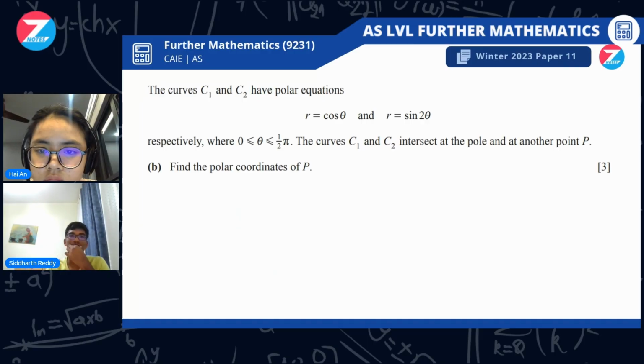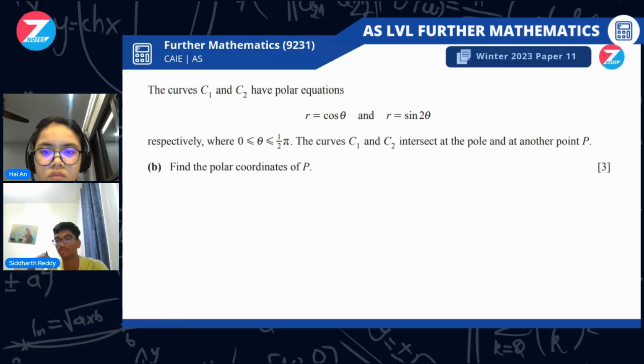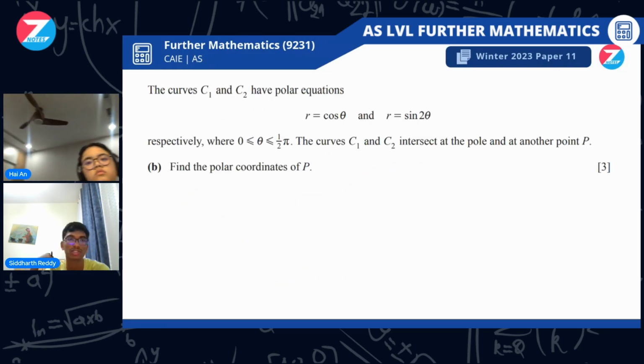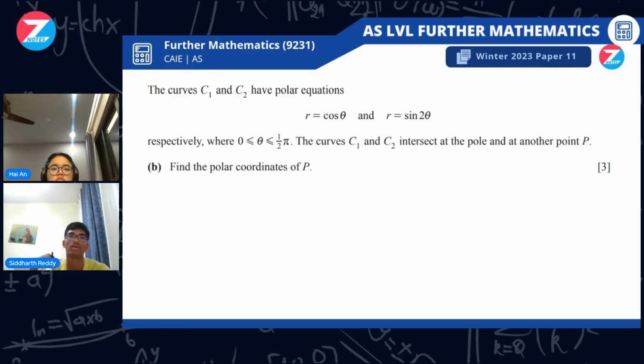The curves C1 and C2 have polar equations r is equal to cos theta and r is equal to sin 2 theta, respectively, where theta is between 0 and pi by 2. The curves C1 and C2 intersect at the pole and at another point P. Find the polar coordinates of P. By the way, do we need to sketch this curve? Okay. Wait. Find the polar coordinates of the point P.